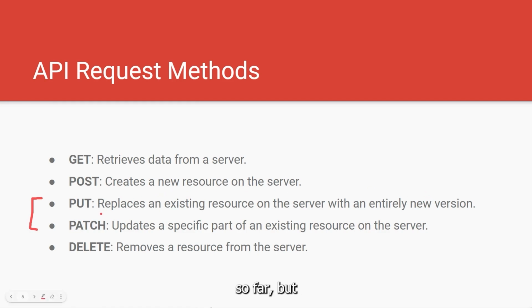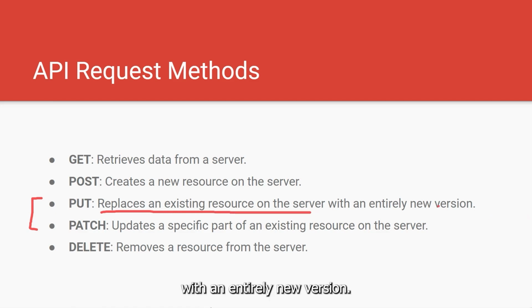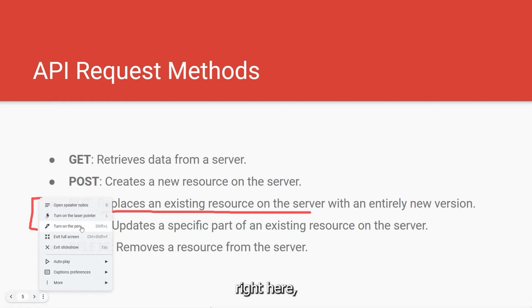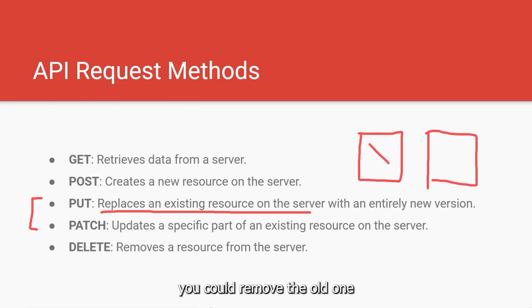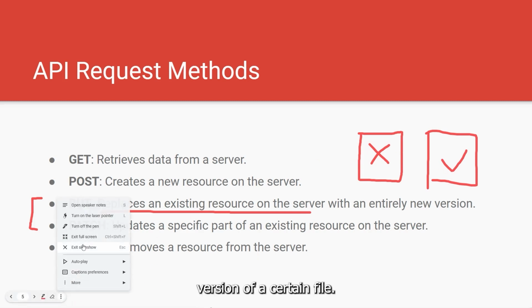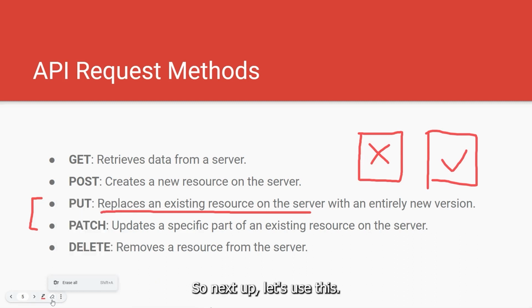So put will replace an existing resource on the server with an entirely new version. So what it will do is essentially get a certain resource. For example, let's have the pen right here. It'll get a certain resource, and it will pretty much overwrite the old resource. So what we're saying is you could remove the old one and bring in the new. So that's what putting is essentially, overwriting the old version of a certain file. All right. So next up, let's erase these.